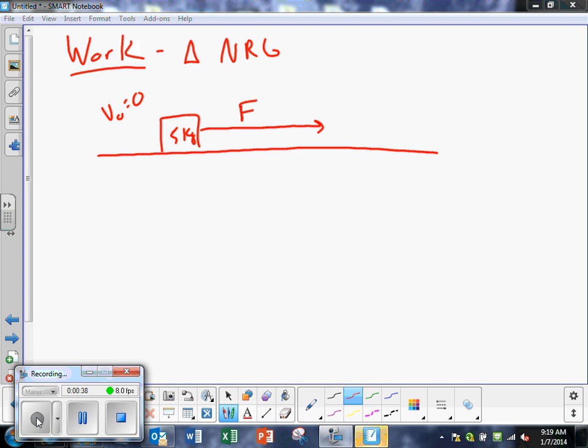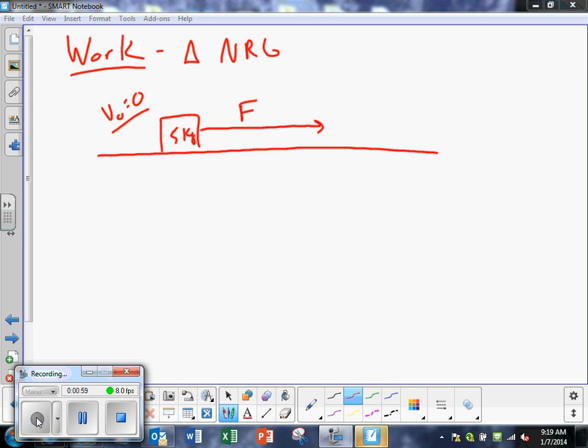If I force on that box, am I going to change its energy? Well, first of all, what kind of energy does it have? Is there kinetic energy? No, because there's no velocity, right? Is there potential? Well, you can't tell, but this is a big flat plane. There's no way for it to fall off. So there's no potential. There is chemical, but we're not going to talk about that.